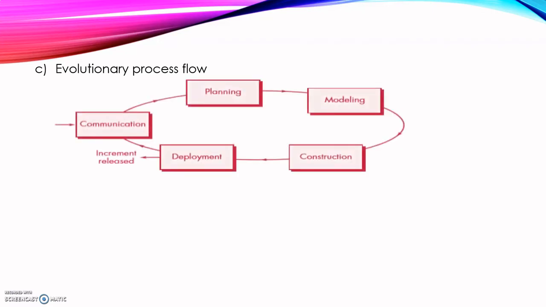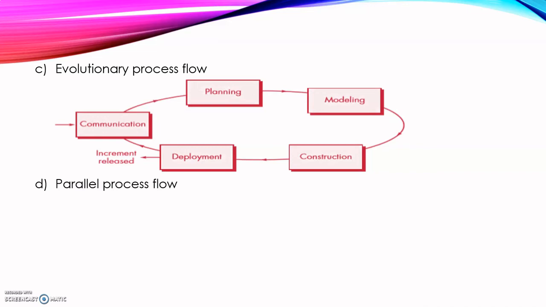Next is evolutionary process flow. An evolutionary process flow executes the activities in a circular manner. Let's take a look at the figure. See, communication, planning, modeling, construction, deployment. After deployment, the work product or the increment is released. Then again it goes to the communication part. Likewise, it keeps on rotating. It takes a circular manner.